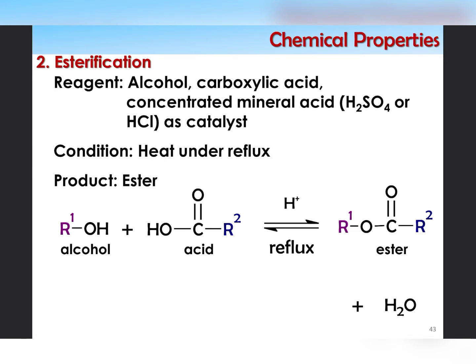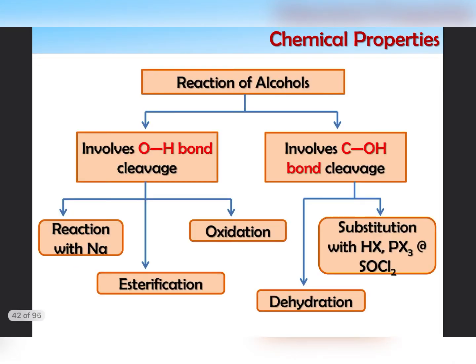So ester, dia punya general formula is like this: C double bond O and then you have OR. Okay, so macam mana kita nak form ester from alcohol and carboxylic acid? Untuk esterification, it involves OH. Kita potong dekat tengah-tengah between O dan H.